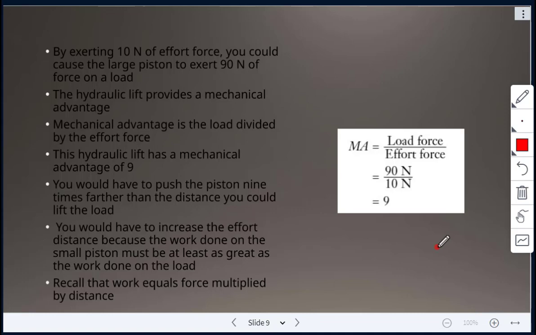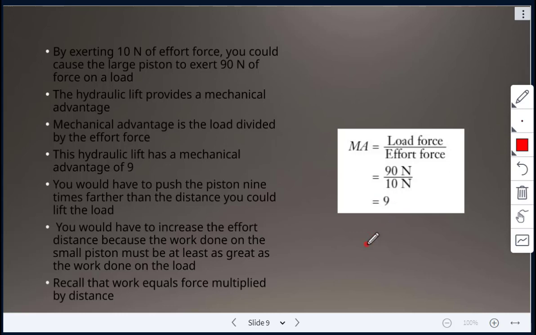All right, so looking at mechanical advantage next. We exerted 10 newtons of effort force, and that caused the large piston to exert 90 newtons of force on a load. So there is a mechanical advantage, and we can calculate that by taking our load force, dividing it by the effort force. Our load force here was 90 newtons. Our effort force was only 10 newtons. So that gives us a mechanical advantage of 9.